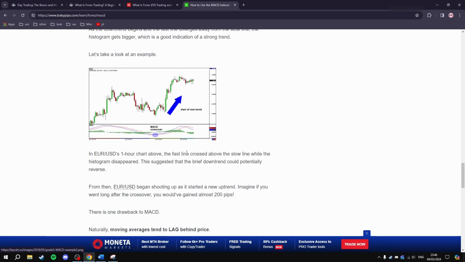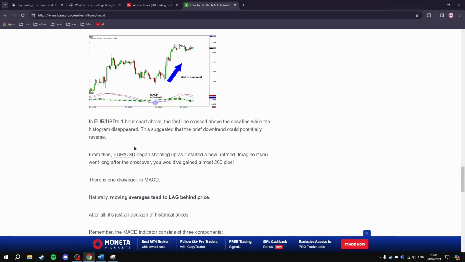Let's take a look at an example. In EURUSD's 1 hour chart above, the fast line crossed above the slow line whilst the histogram disappeared. This suggests that the brief downtrend could potentially reverse. From then, EURUSD began shooting up as it started a new uptrend. Imagine if you went long after the crossover, you would have gained almost 200 pips.